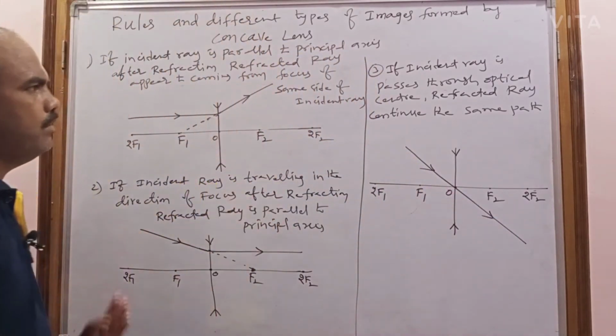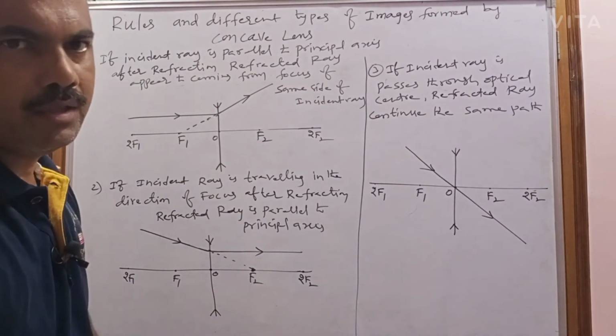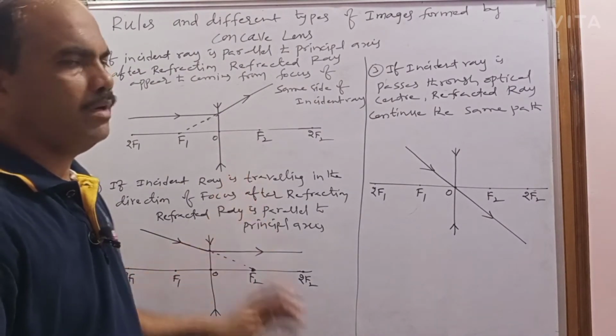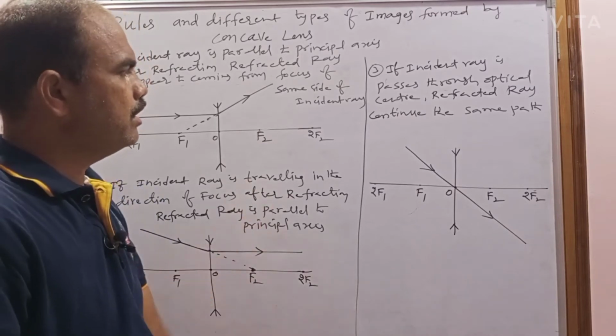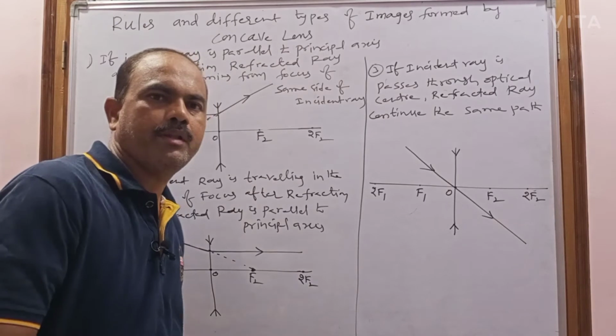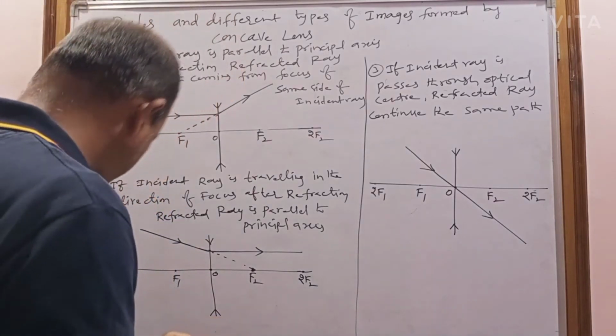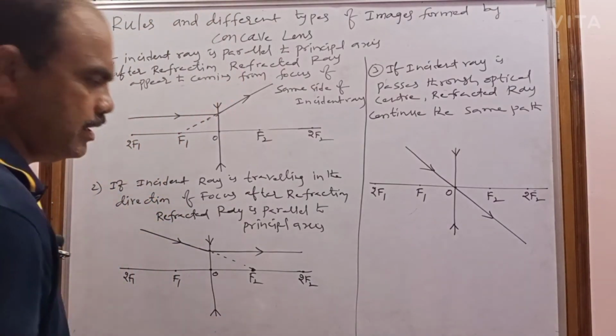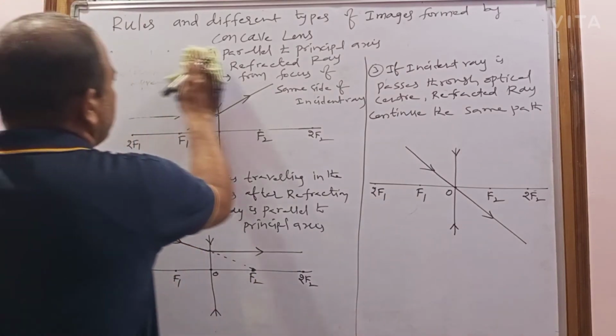So these are the three rules we have to use while drawing ray diagrams in the case of the concave lens, and the different types of image formed by the concave lens. Now coming to the different types of images formed by the concave lens.